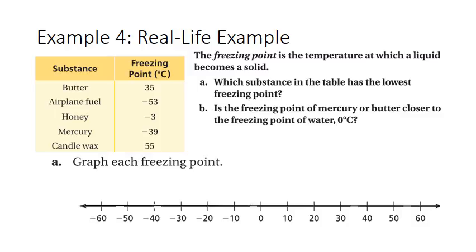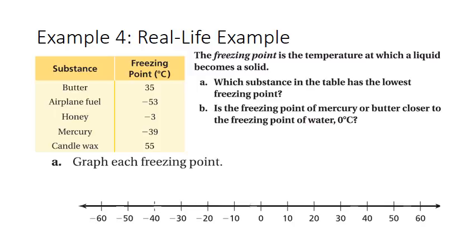Now, for example number 4, we're going to be talking about a real-life example. So we're going to be taking some of these concepts and applying them into a situation where they could show up. Now, in science, we can talk about the freezing points of different liquids. The freezing point is the temperature at which a liquid becomes a solid. Now, we have here listed a bunch of different freezing points for different liquids, and we can figure out which one of those, by comparing those numbers, has the lowest freezing point.